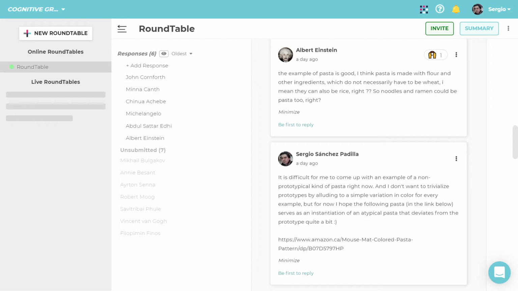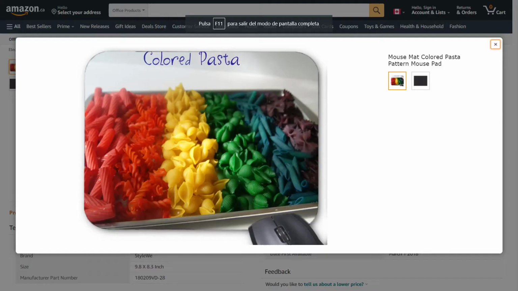Someone else proposed to analyze pasta. Yeah, I guess you could think that there are different types of pasta, but here I'm showing you a type of pasta that I would say is not prototypical, but marginal, peripheral, not a very good exemplar, because when you think about pasta, you don't think about pasta being red or green or blue or purple.